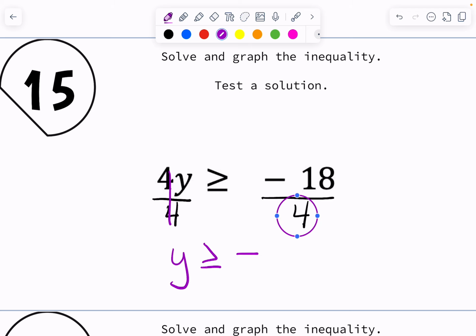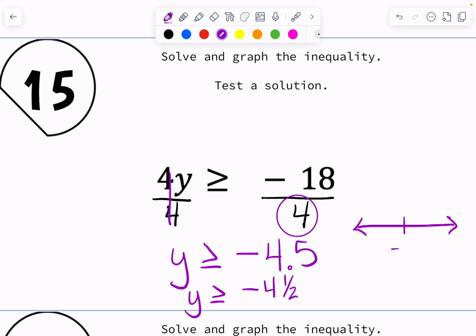So then this actually, I can keep my inequality symbol the same direction right now. So I'm going to do negative 18 divided by 4, which would be negative 4.5, or you could write that as negative 4.5. Since y is greater than or equal to that value, that means it's going to be a closed circle.